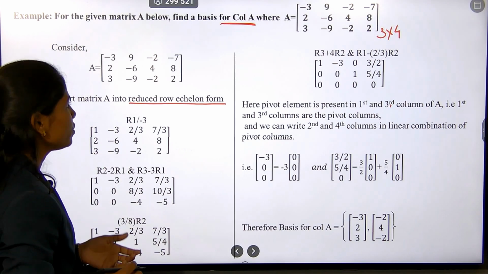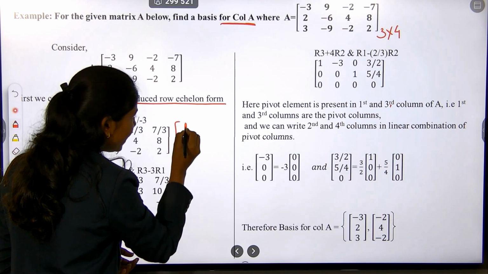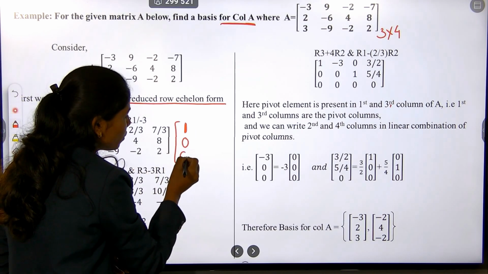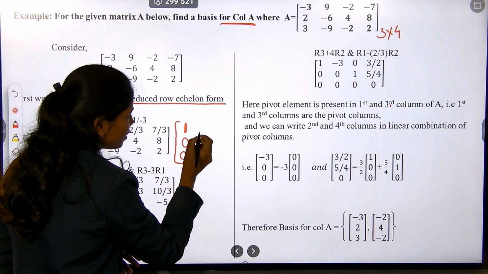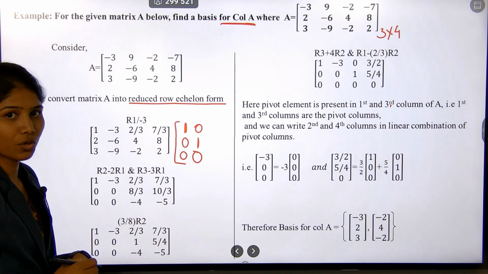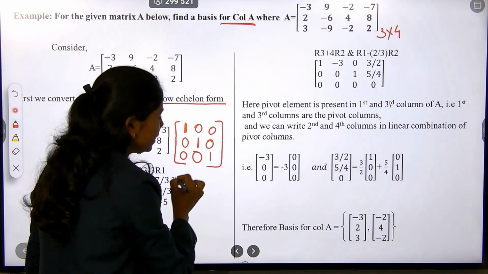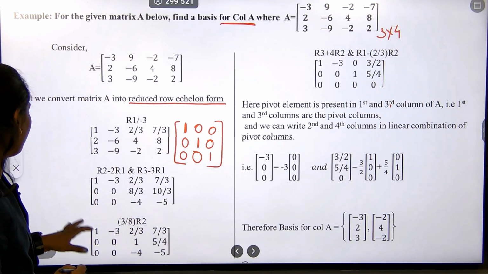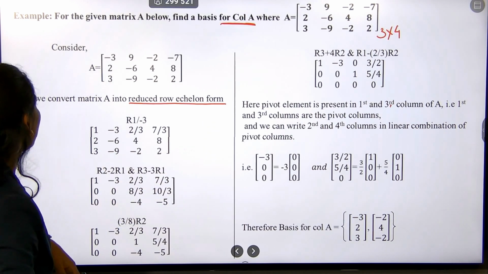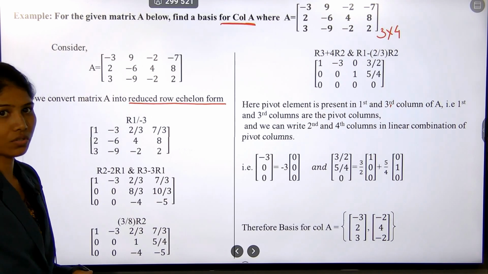So what is reduced row echelon form? For a leading element that is 1, all other elements of that column should be 0. Suppose your leading element is 1, then all other elements of that column should be 0. So it is in reduced row echelon form. So first of all, we reduce this matrix A into reduced row echelon form.